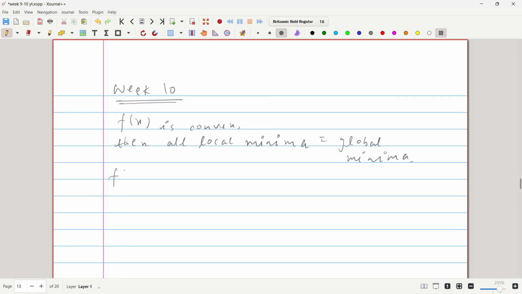And suppose you have f(x) and g(x), both convex functions, and the definition of convexity is written as f of y is greater than or equal to f of x plus gradient of f of x transpose times y minus x. This is convexity.